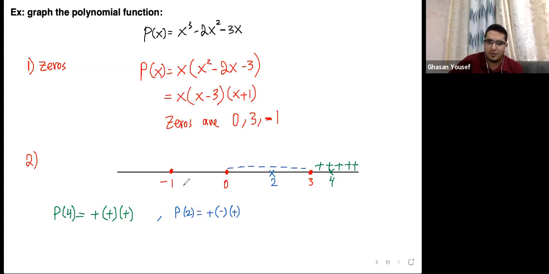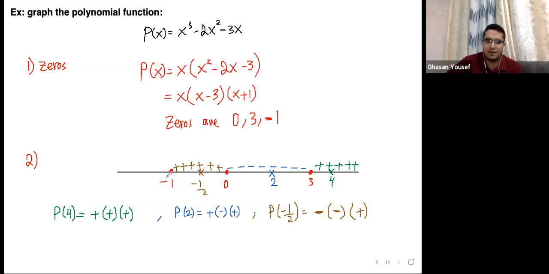Now pick any number between minus 1 and 0. Minus 1/2, nice. So what is B of minus 1/2? When you plug it in, I get minus 1/2, it's negative. Minus 1/2 minus 3 is a negative number. Minus 1/2 plus 1 is positive, because the 1 is greater than the minus 1/2, so the answer is positive 1/2. So minus times minus is positive. Positive times positive is positive.